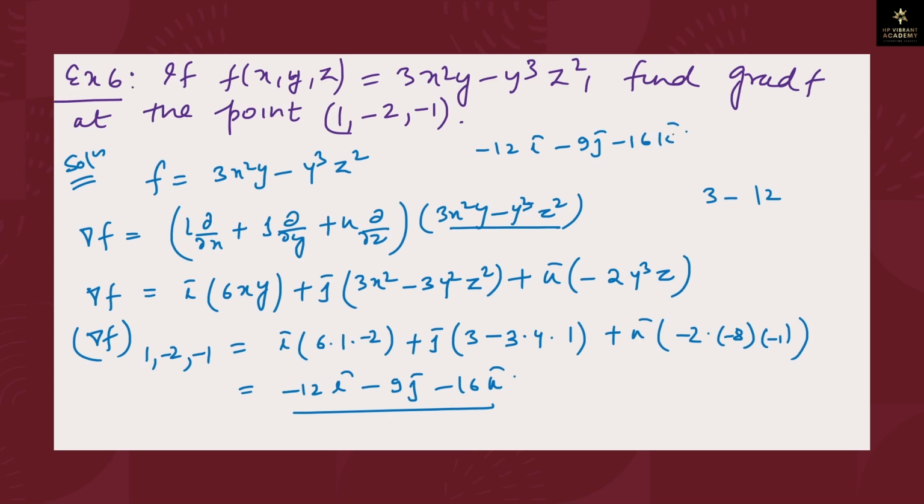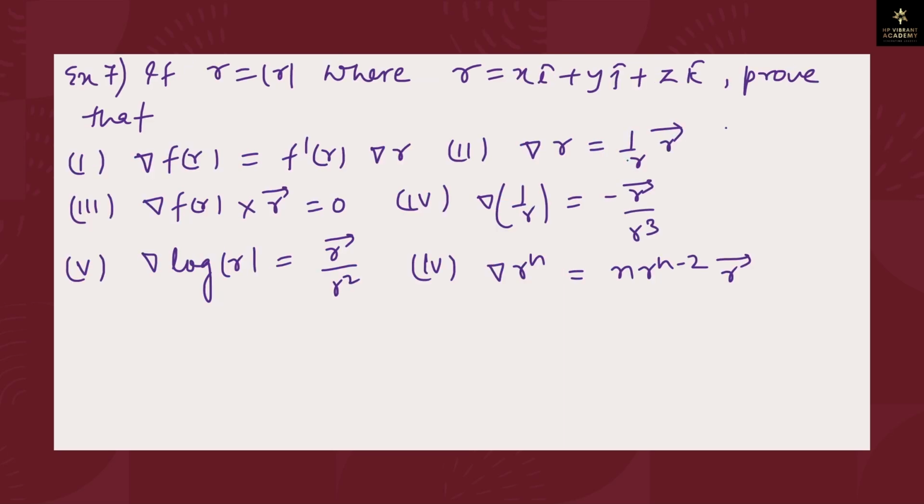Okay, let us discuss question number 7. How can we solve this? There are a total of 6 parts in this, so let us discuss them one by one. In the first case, we have to find the gradient of f of r is equal to f dash r into del of r. So let us find this.